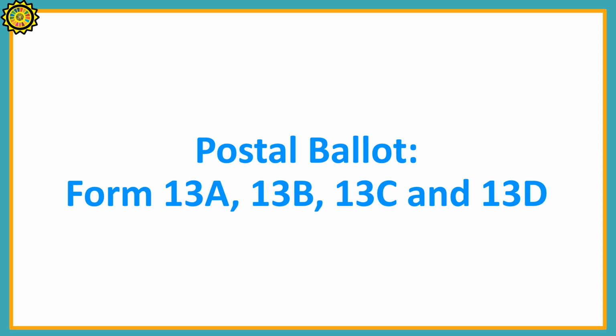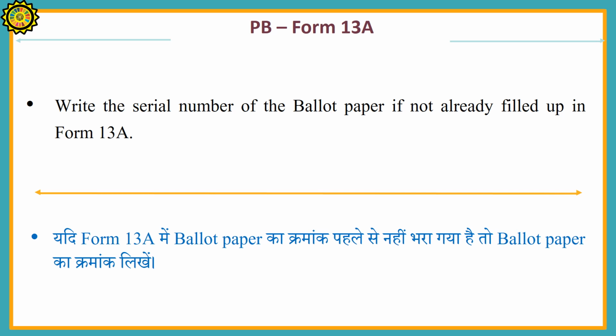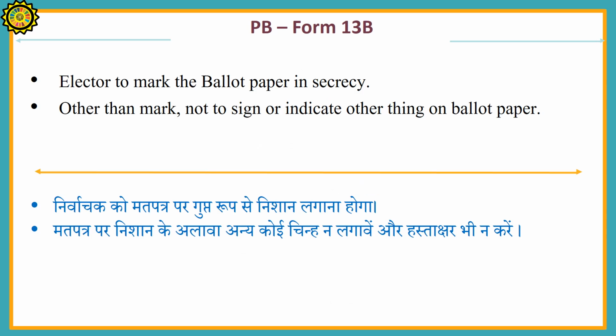Form 13A, 13B, 13C and 13D. Form 13A. The elector shall fill the relevant information and sign the declaration in Form 13A. Get it attested by a Group A or Group B officer, or the presiding officer of the polling station at which the person is on election duty, commanding officer or the magistrate. Write the serial number of the ballot paper, if not already filled up, in the Form 13A. The format of Form 13A is shown on the screen.